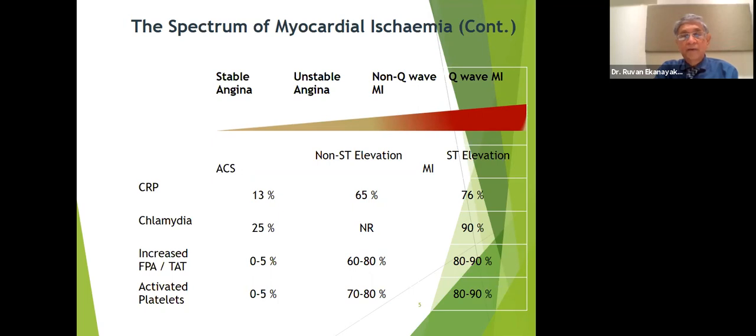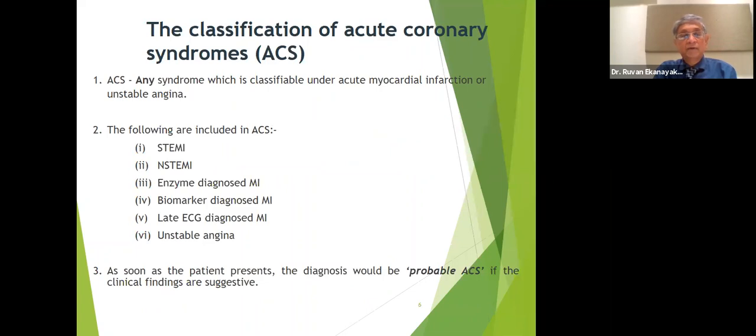In non-ST elevation myocardial infarction, 70 to 80% of the platelets are activated, whereas in ST elevation myocardial infarction, 80 to 90% are activated. In stable angina, the activated platelets is only 5%. Now, this indicates to you that the pathophysiology of acute coronary syndromes is different for the ST elevation and non-ST elevation, as compared to the stable ischemic syndromes.